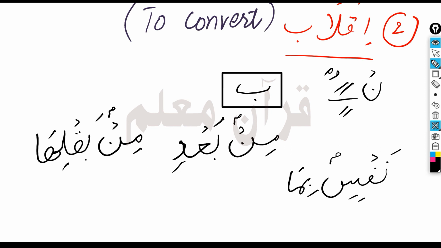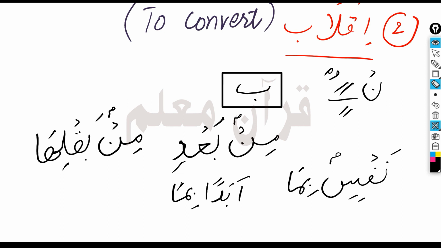Another example with the tanween. Abadan bima. Sorry, there's no tashdid on top of ba. So abadan bima. After this tanween we have ba. Here we can't read the alif, so we leave the alif and look at the next letter. This is ba, so we say abadan bima, but it's not abadan bima.